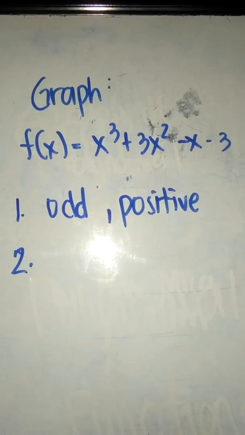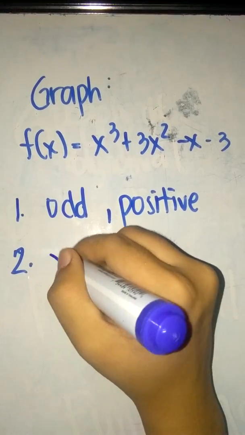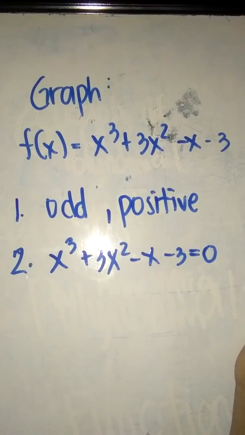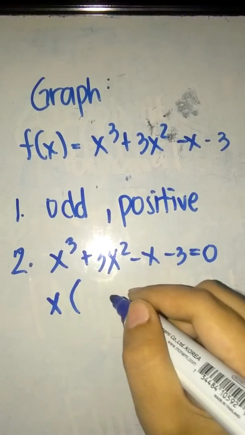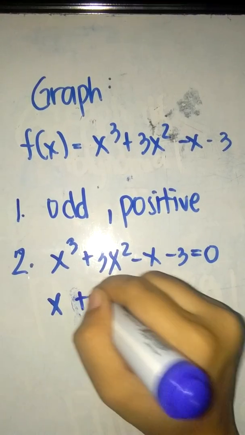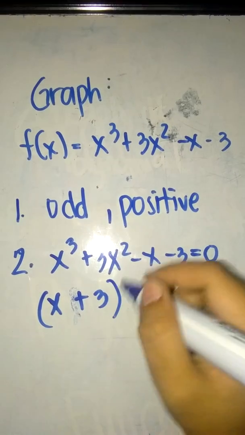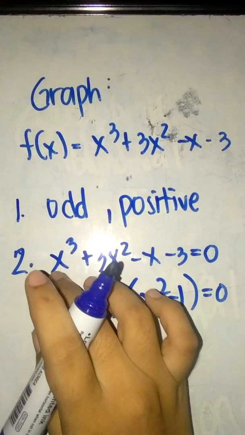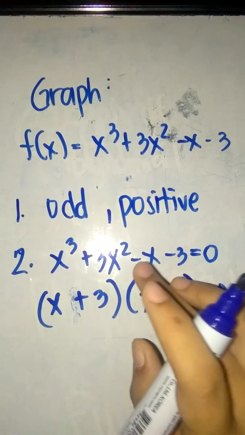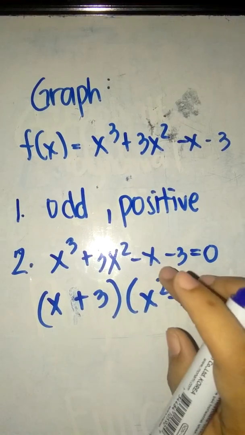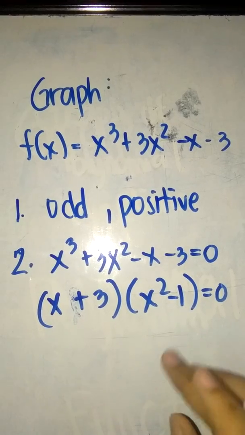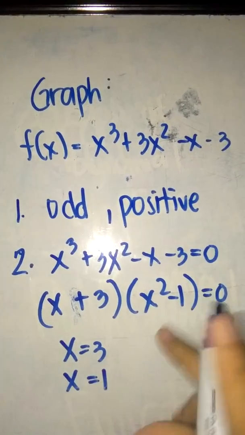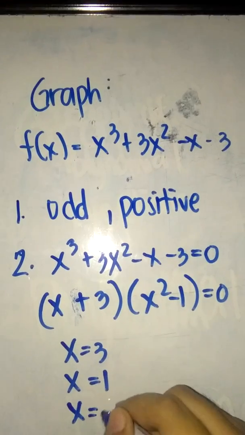Second step is to find the zeros of the function. So, we will equate the function to 0. And solving it, we will get, from factoring, x squared times x plus 3 minus 1 times x plus 3. And factoring x plus 3, we get x plus 3 times x squared minus 1 equals 0. So, getting this, we now have the zeros. x is equal to negative 3 from this one, and x is equal to positive 1 for this. And since this is squared, then we also get negative 1.